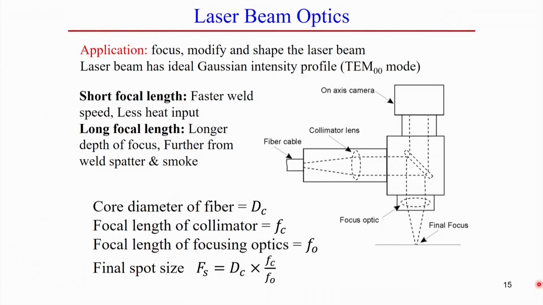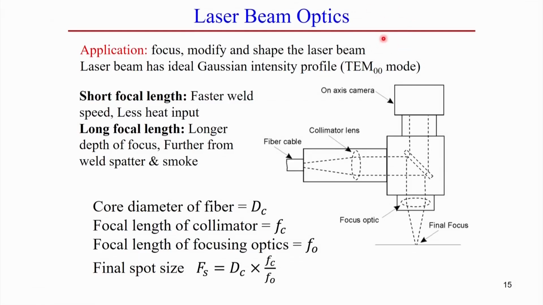The application of the laser beam is basically focusing and modifying the laser beam shape. The laser beam typically follows the Gaussian distribution, and that ideal Gaussian profile is called TEM00 mode. That means the laser can be represented in different modes, and ideally it is the TEM00 mode. A Gaussian intensity profile means that the intensity of the laser energy is distributed in such a way that when it is focused on a substrate material, the intensity is maximum at the center point and gradually decreases towards the boundary of the focused area. That is typically represented by the Gaussian distribution.